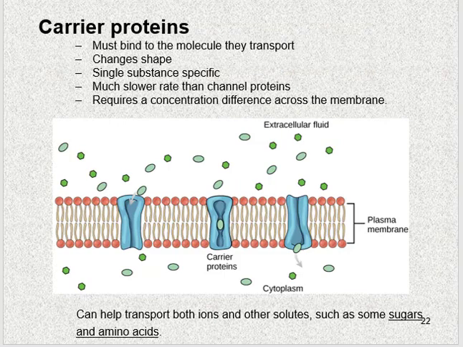Another type of protein involved in facilitated diffusion is called a carrier protein. A carrier protein is a protein that binds to a substance, which triggers a change in its shape and then allows the molecule to move across the plasma membrane. This is a process that requires a concentration difference across the membrane. And these proteins can not only move material into the cell, but depending on the concentration gradient, can move it outside of the cell as well. They are a single substance specific protein, and because of the change in shape that is required, they move at a much slower rate than channel proteins.